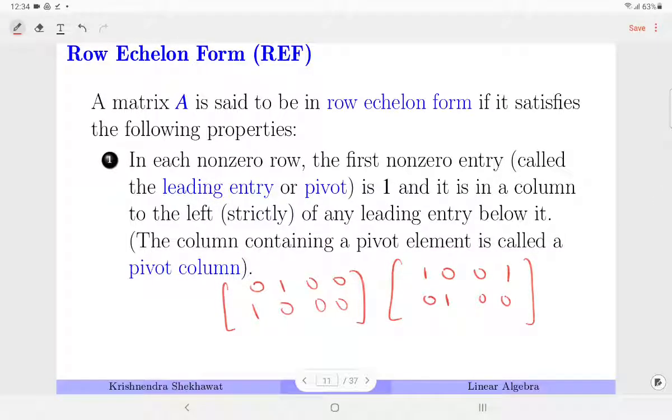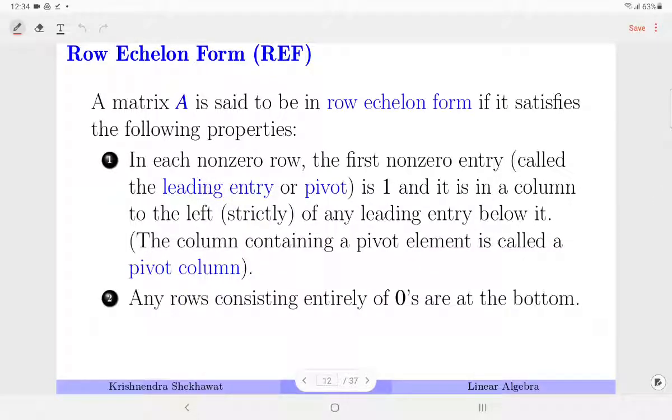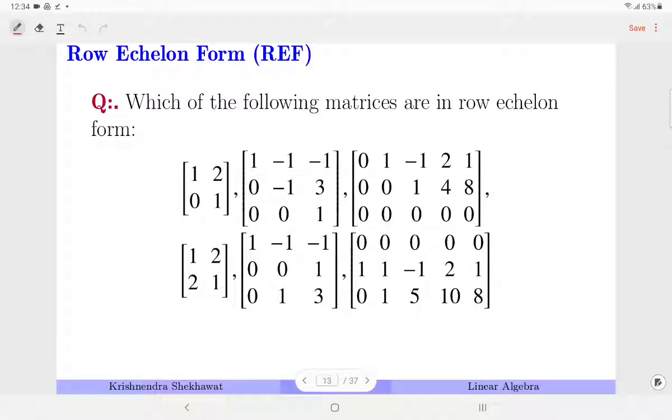And then there is one more condition which says that any zero rows should be at the bottom. In non-zero rows, the first non-zero entry should be equal to 1 and it should be in a column to the left of any leading entry below it. And if there is a zero row, it should be at the bottom. Things would be clear once we see a few examples. First try it by yourself and then look at the answer.